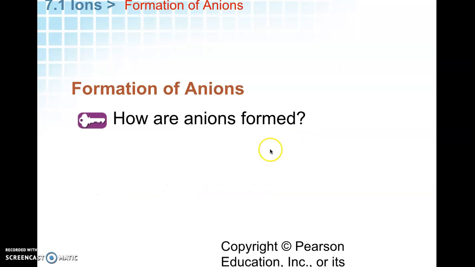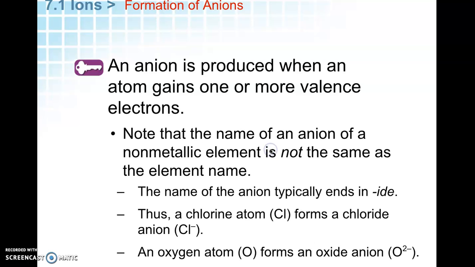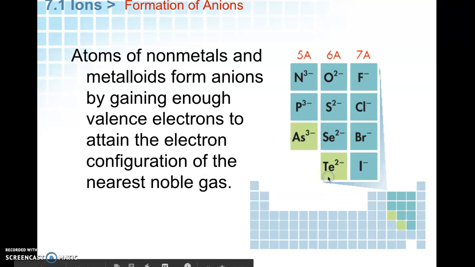So how are anions formed? An anion is formed when it gains 1 or more valence electrons. An anion does not keep the same name. In fact, we drop the end, the -ine or whatever is at the end, and we put -ide. So chlorine atom becomes chloride anion. Oxygen atom becomes oxide anion. And you'll have to get used to how that's done. Spelling will give you a break a little bit, but as you do it and see it, you'll be able to start to figure them out.